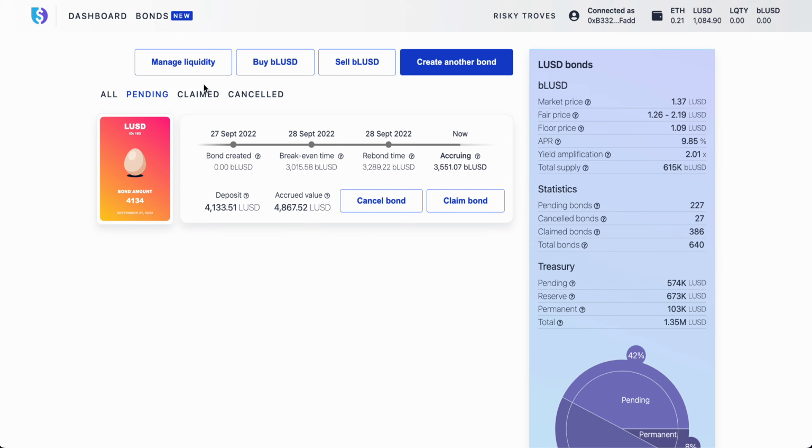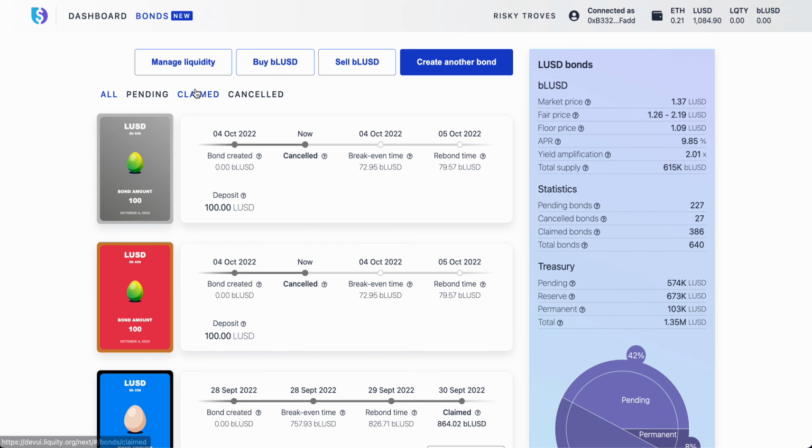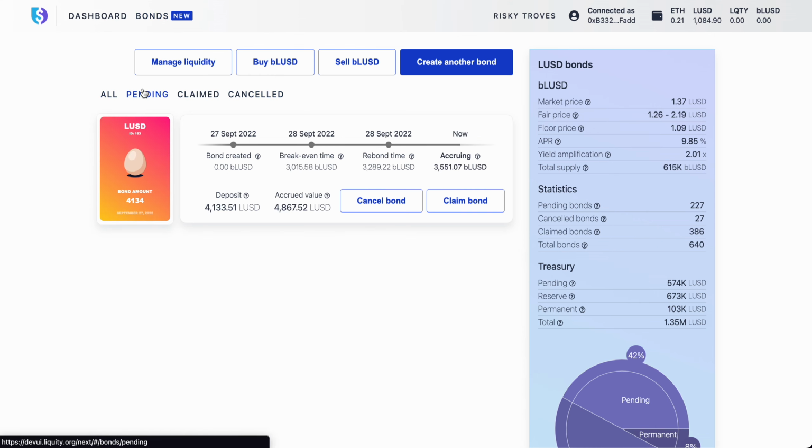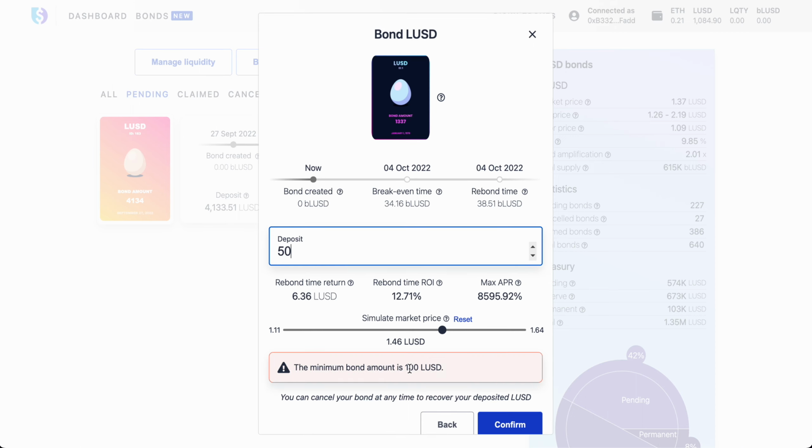On the top you have the buttons where you interact with the protocol, and on the right you have some Chicken Bond specific stats. So those stats are different from the Liquity stats. So to create a bond, obviously we should be pushing the create another bond button, and this panel comes up. So what's happening here? On the top we have an NFT image. This is just to indicate that this bond is represented as an NFT. Below that we have the cell to enter your deposit. FYI, you cannot go below 100 LUSD.